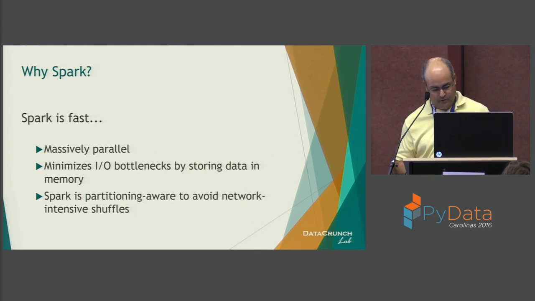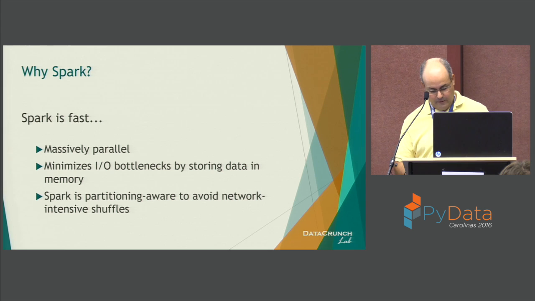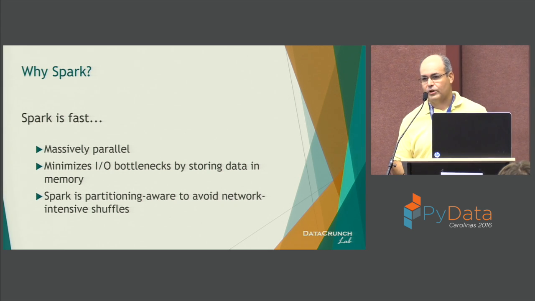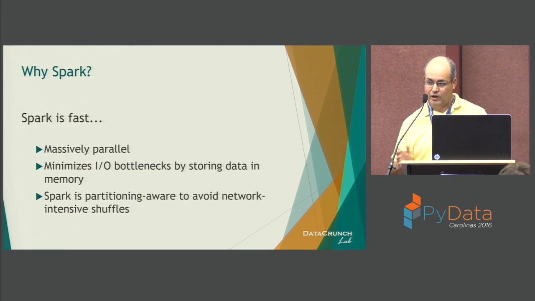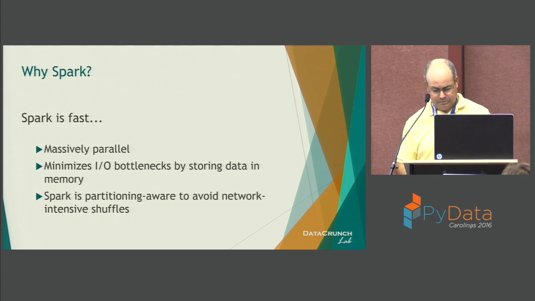Another feature that makes Spark fast is that Spark is also partitioning aware, which means that it knows where to keep the data and what nodes to keep the data close to. In other words, it tries to avoid shuffling data over the network, and therefore it reduces the impact of network latencies.